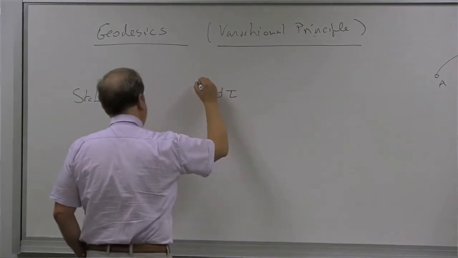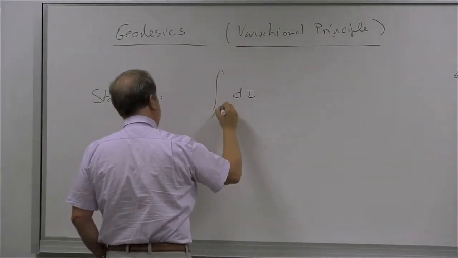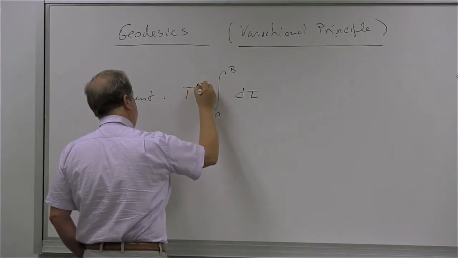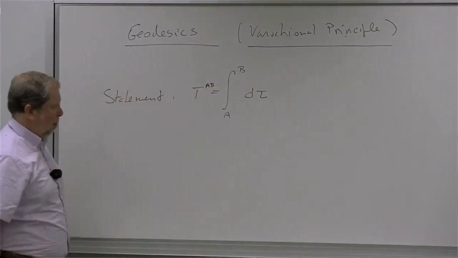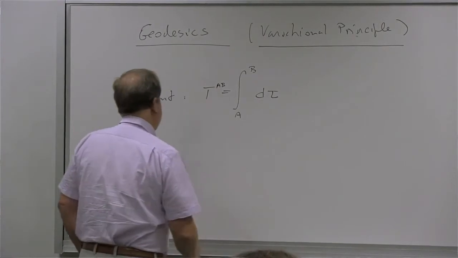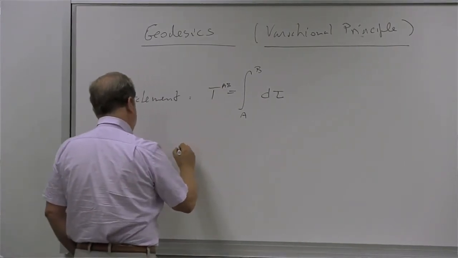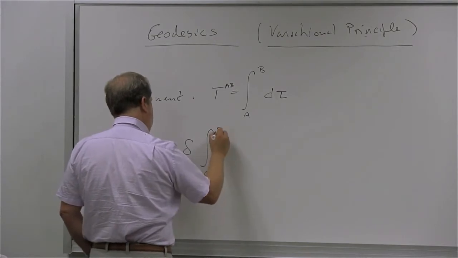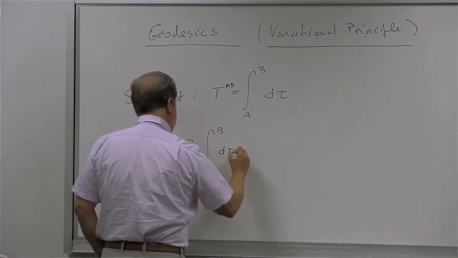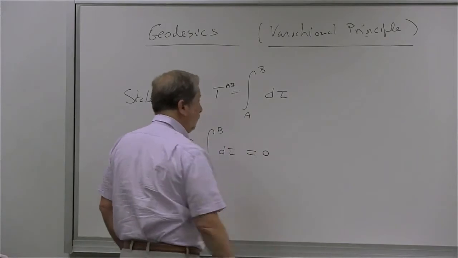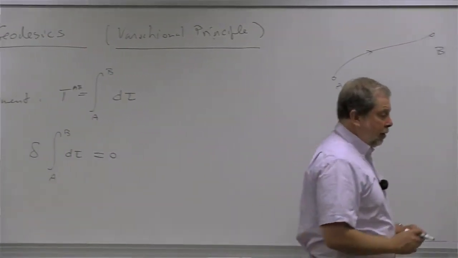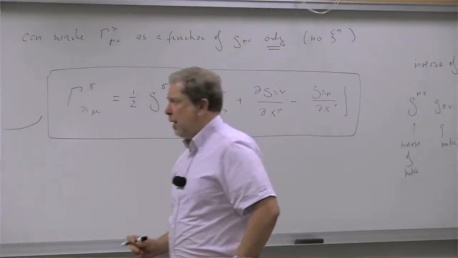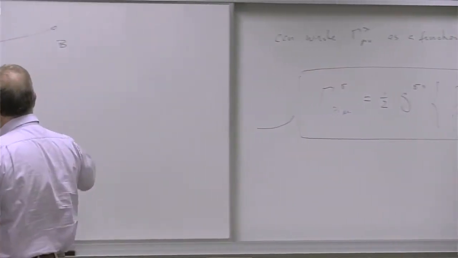And so we are going to do this integral from A to B, and this is going to be our T_AB, our total elapsed time along this path. And now we are going to do a variation of that, variation from A to B in dτ, and set that equal to 0. Right, so this is the kind of variation that we do in classical mechanics when you look at the least action principle or Maupertuis principle.